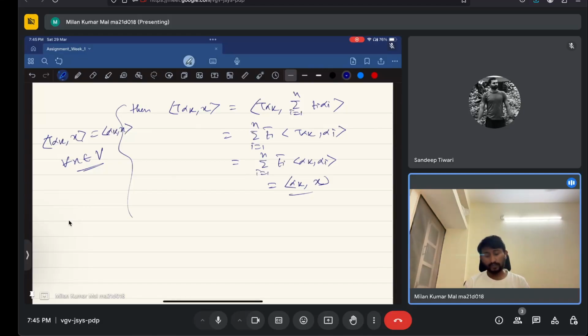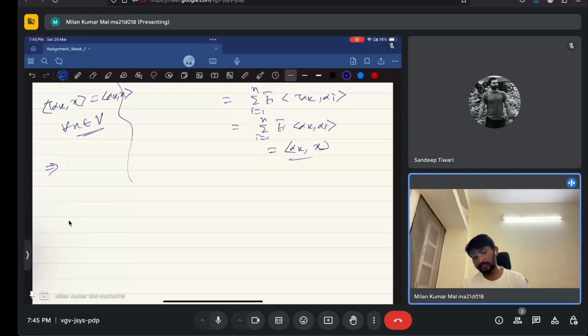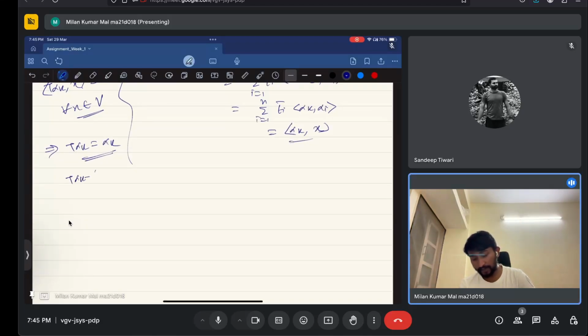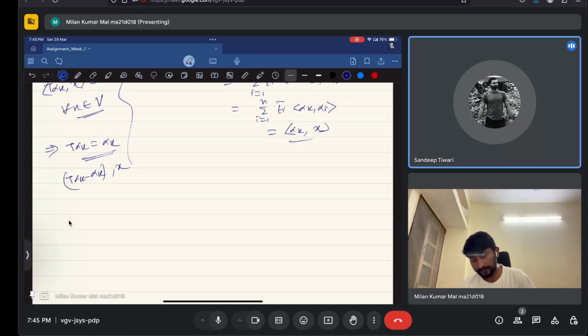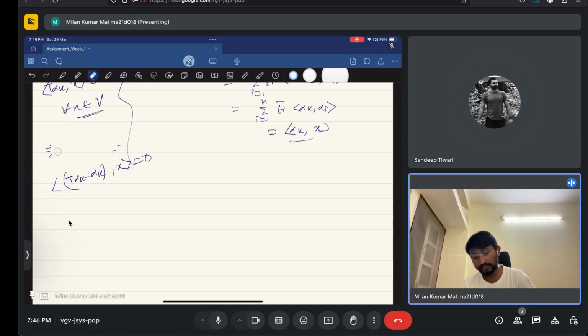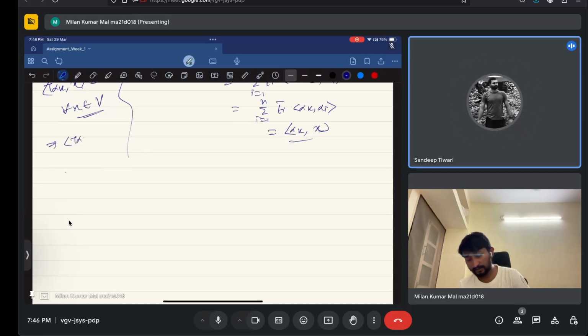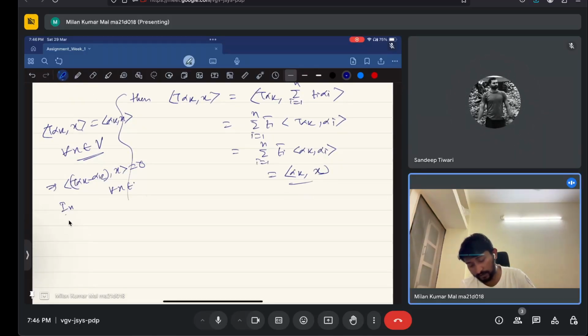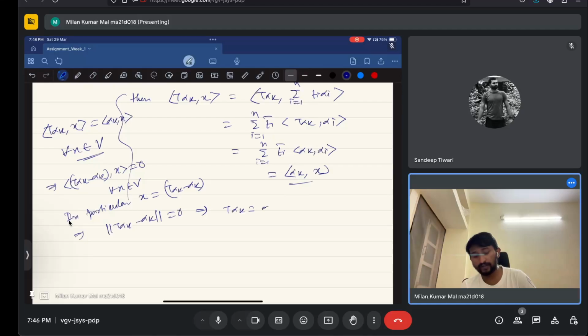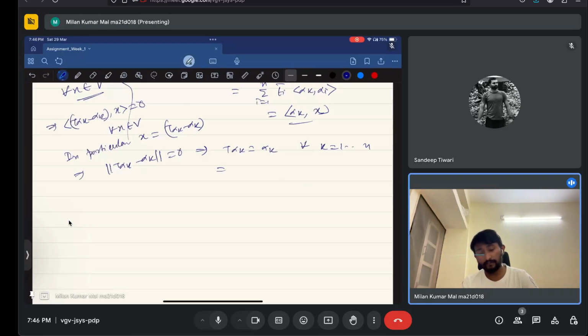Right. So this is the property that says T of alpha k is equal to alpha k. Why? Because if the inner product of w with x is equal to 0 for all x belonging to the vector space V, then in particular, whenever x is equal to T of alpha k minus alpha k, the norm of T alpha k minus alpha k is equal to 0, and that gives T of alpha k equal to alpha k for all k equals 1 to n. We have taken k fixed but arbitrary, so ultimately we have shown that T is the identity operator, right?